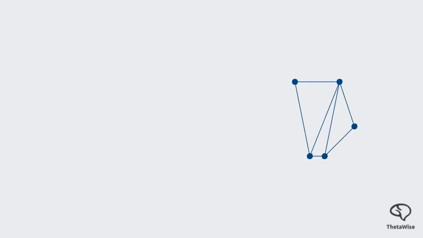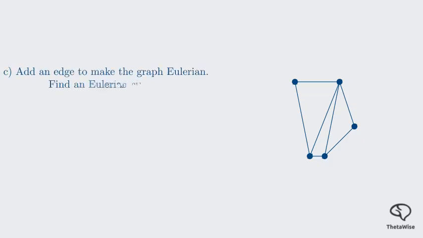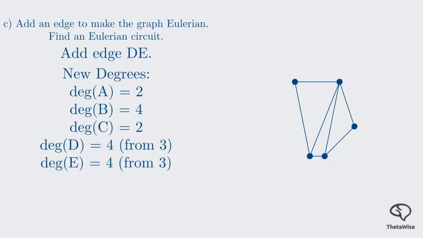Let's move to part C, which is less ambiguous. We want to add an edge to make the graph Eulerian. Remember, to be Eulerian, all vertices must have an even degree. Currently, vertices D and E have odd degrees, 3. The other vertices, A, B, C, have even degrees, 2, 4, 2. If we add an edge connecting D and E, we will increase the degree of D by 1, making it even, 3 plus 1, 4. We also increase the degree of E by 1, making it even, 3 plus 1, 4. Now all vertices have even degrees.